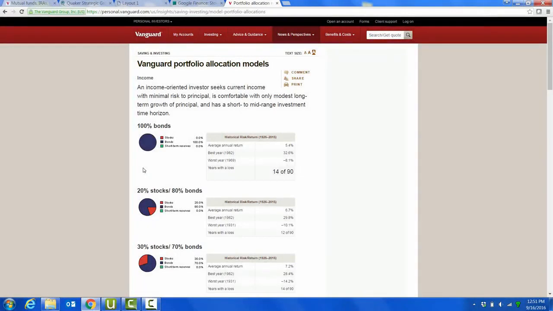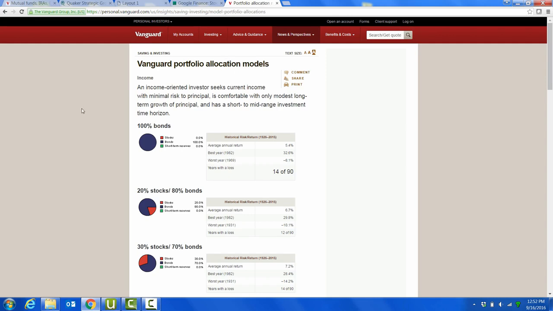Okay, here we are with some sample portfolio allocation models. This is from Vanguard. You can see the link at the top here. Basically, if you just search Vanguard model portfolio or model portfolio allocations with Vanguard in the name, you're going to find it. Otherwise, here's the link. You can certainly look at that and grab it.